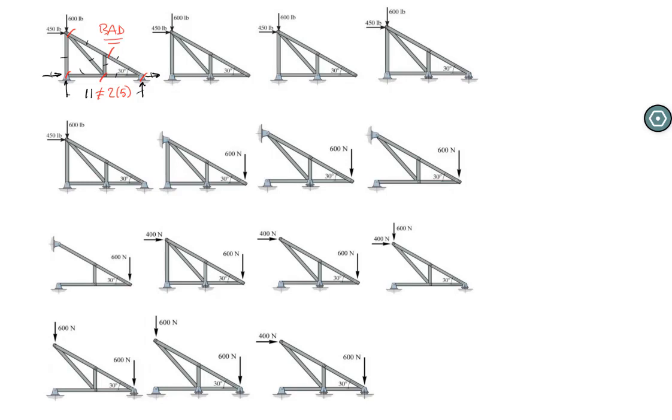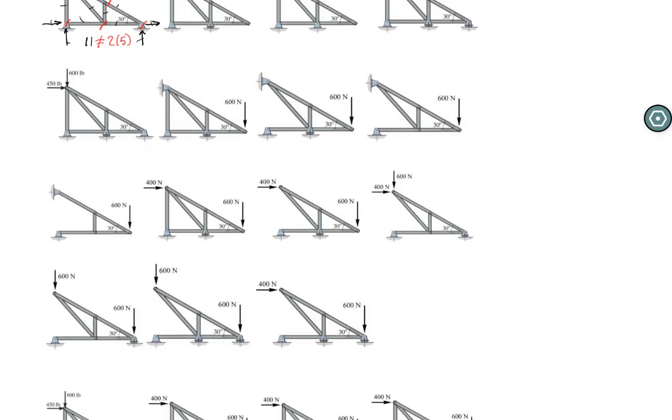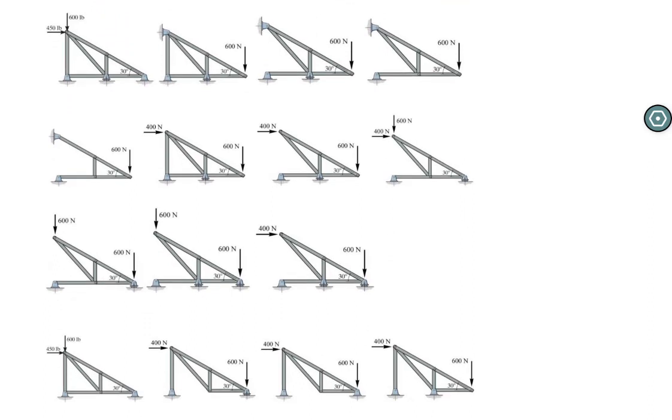So what I'd like to do is walk through all these. The rest of these are printed again in your notes, so walk through all of them and see if you can find out which ones are bad and which ones are properly constrained, or improperly constrained and properly constrained. And then we'll go through these in just a few seconds.